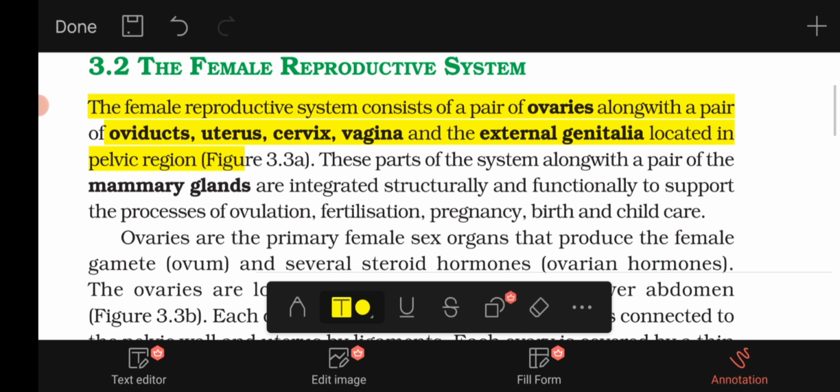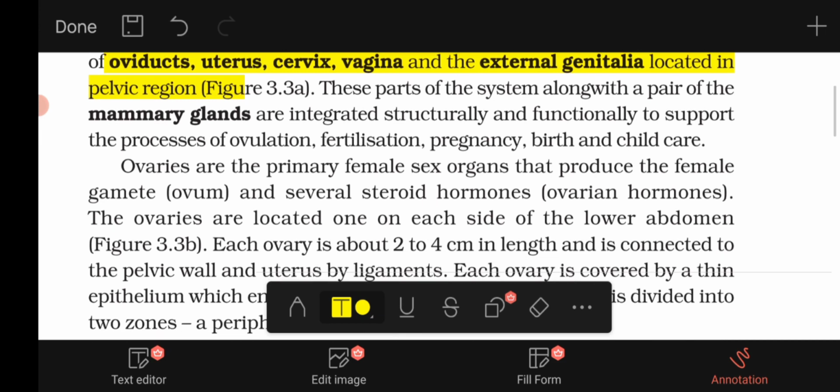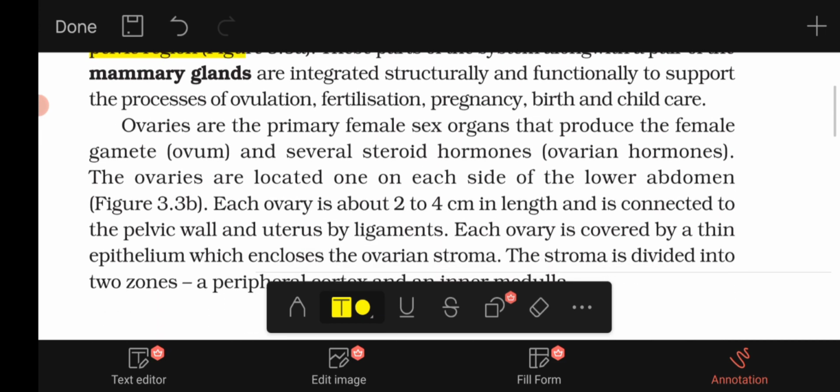Mammary glands, you must be knowing this, their function is production of milk, and it is necessary for childcare after birth, for feeding the child. Ovaries are the primary female sex organs that produce the female gamete, ovum, and several steroid hormones. Steroidal hormones like estrogen and progesterone are also called the ovarian hormones.